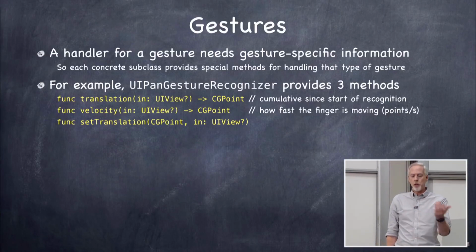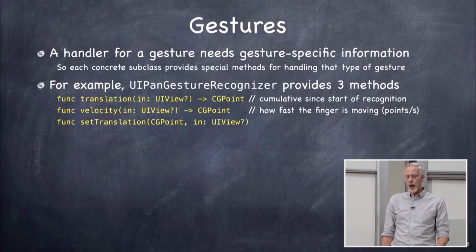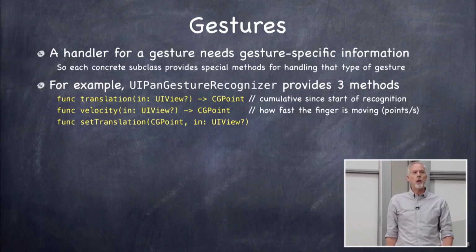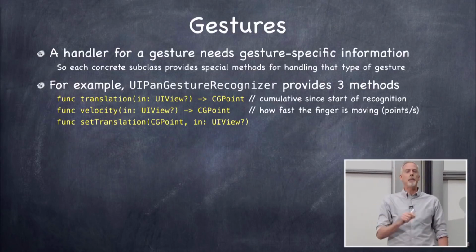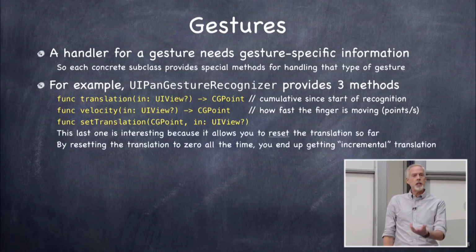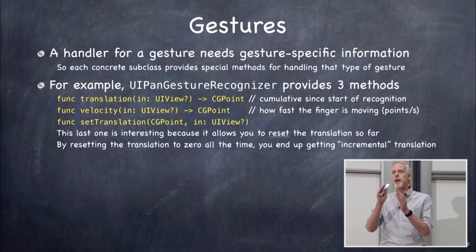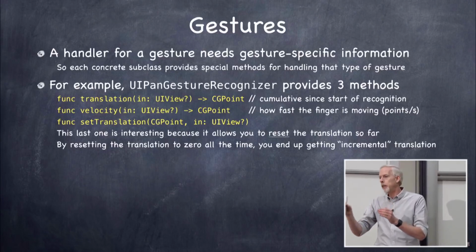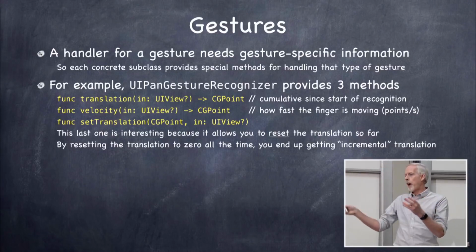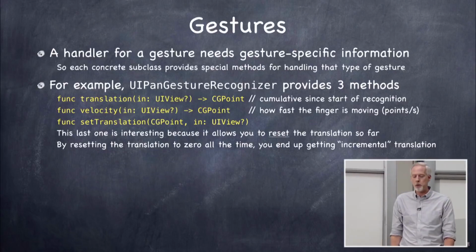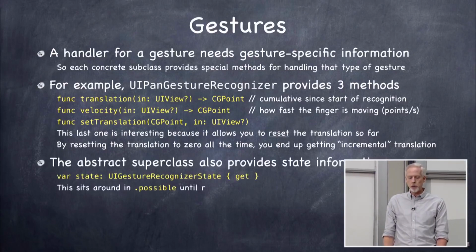So if you look at UIPanGestureRecognizer in the doc, you'll see it has methods like translation(in:). That tells you where the pan is in that view. Or velocity. How fast is the pan happening right now? Or even setTranslation, which lets you reset that translation in view so you get incremental panning instead of the continuous length of how far you've panned since the start of the pan. You get how much you got since the last time the pan moved, which can sometimes be useful.